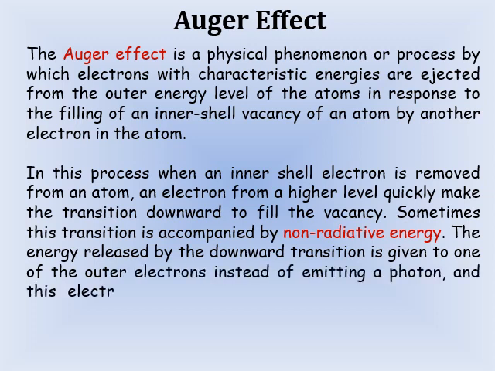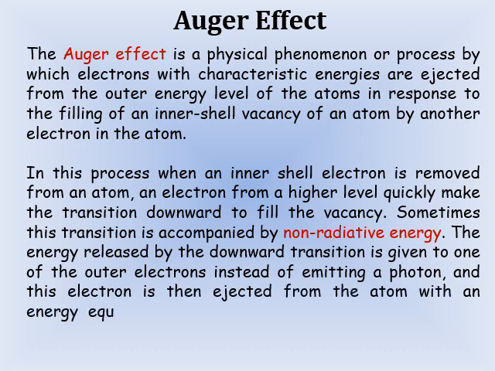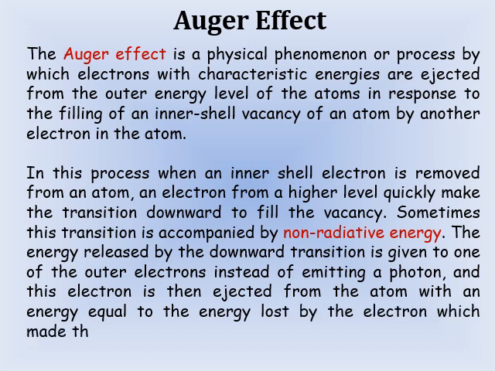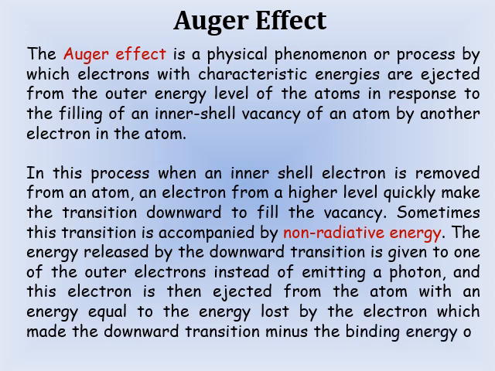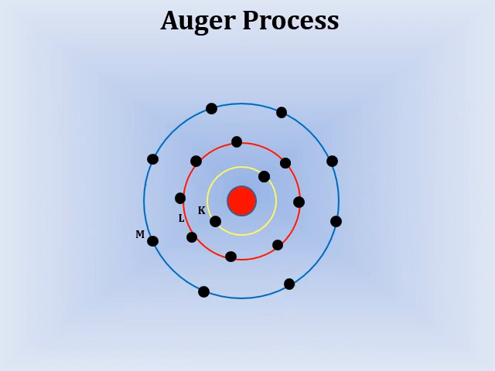This electron is then ejected from the atom with an energy equal to the energy lost by the electron which made the downward transition minus the binding energy of the electron that is ejected from the atom. We can visualize the Auger process in this animation.